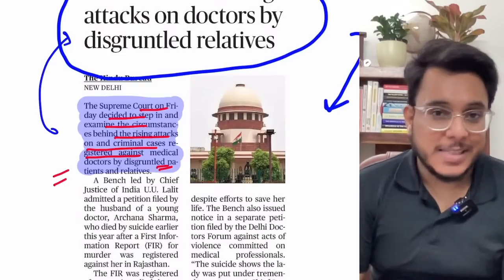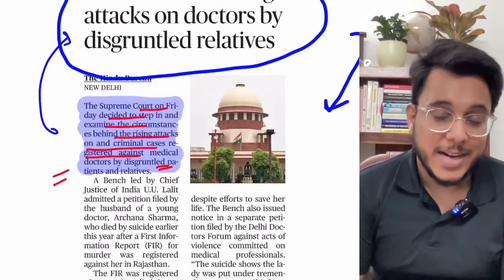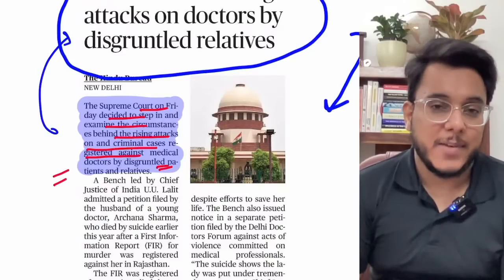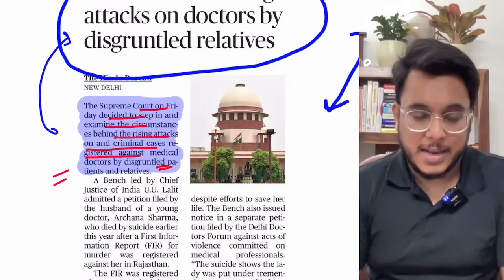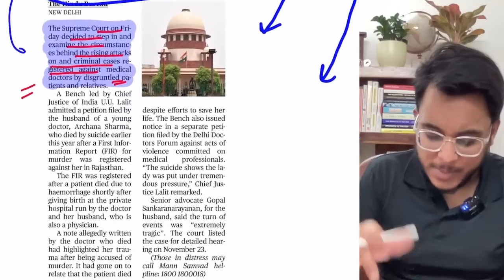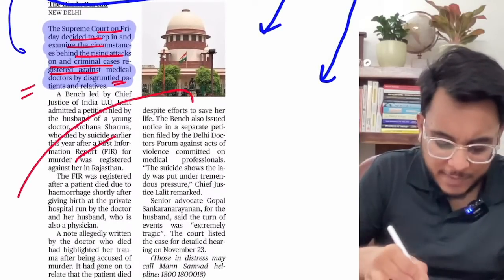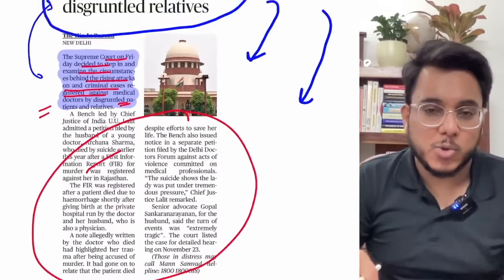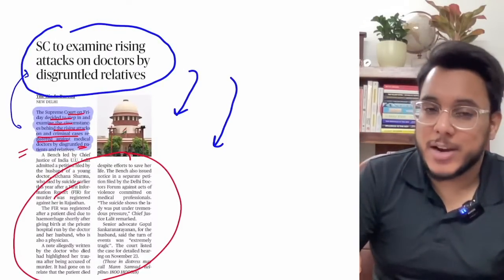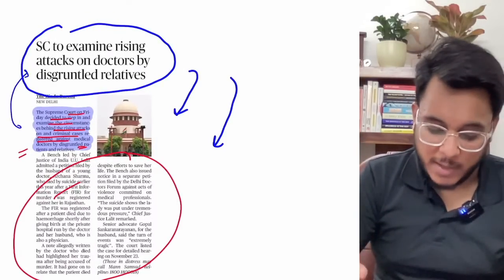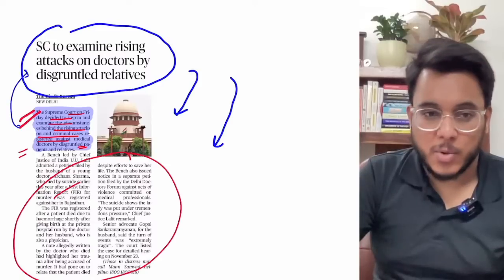So the cases that are being filed against the doctors will be investigated, and the reasons for the rising attacks will be investigated. This is what has been provided in this article. Is it clear? This case will now go on, and after this, the personal account of a doctor who faced one such attack has been provided. Okay, so this is all, guys, about this article.